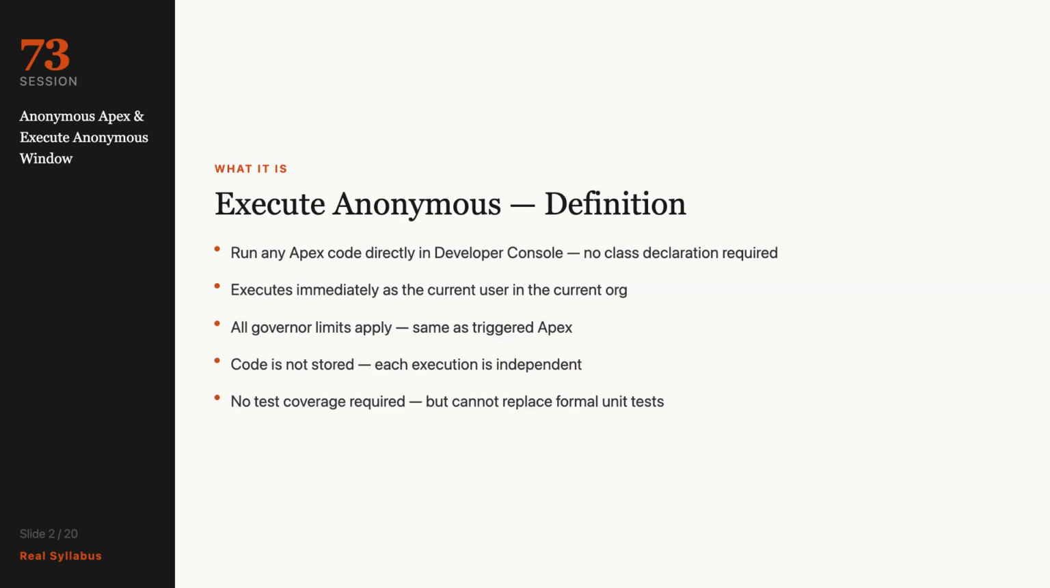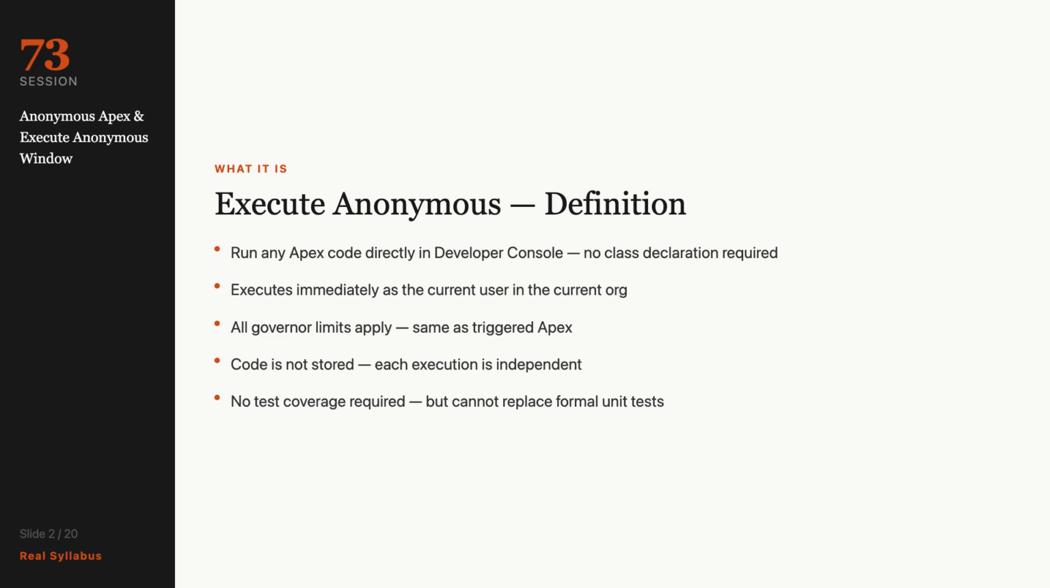Execute Anonymous is exactly what it sounds like. You write Apex code, click Execute, and it runs immediately in your current org as your current user with no deployment required. No class declaration, no test class, no change set or metadata API call. The code executes in the context of a standard Apex transaction with all standard governor limits applying.